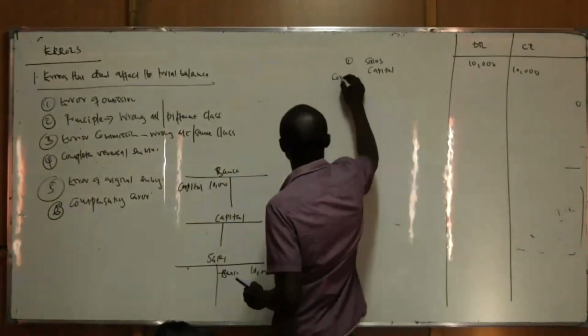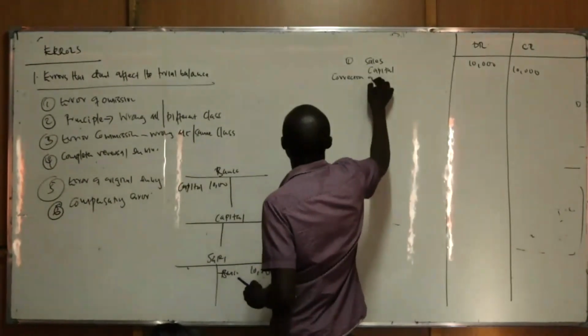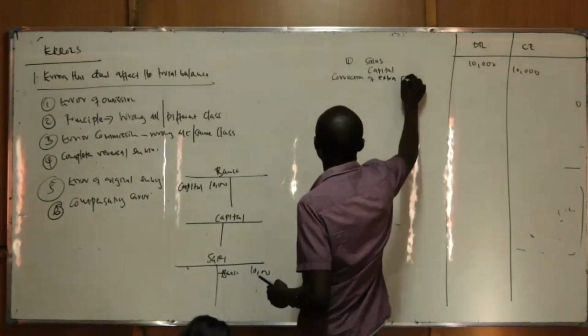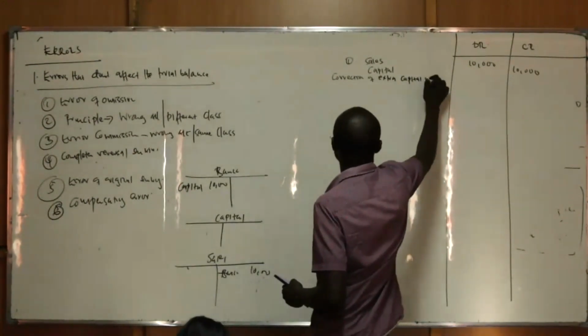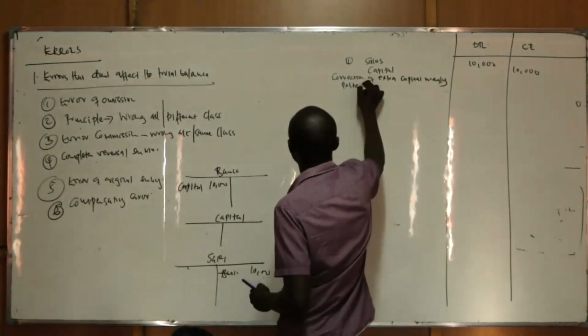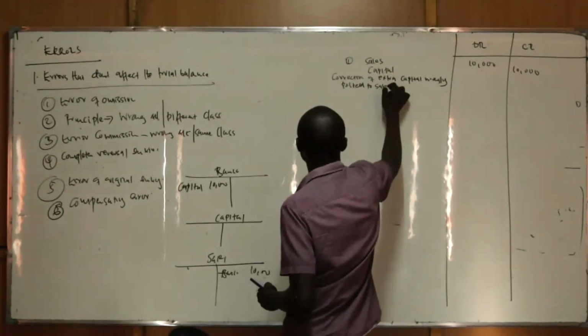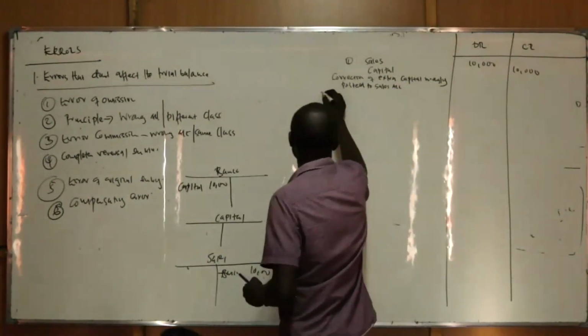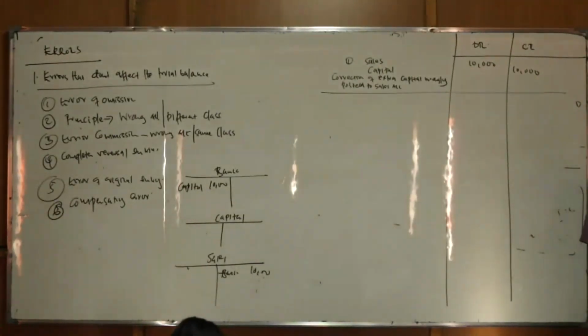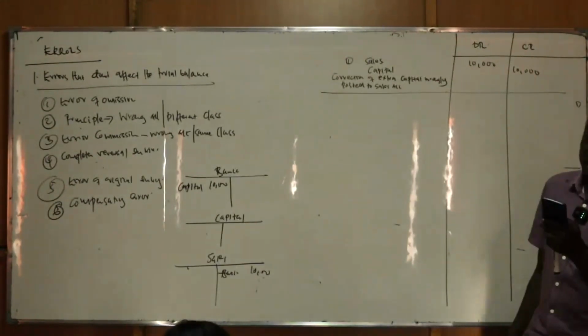10,000. So if they ask you to narrate, you say being correction of extra capital wrongly credited to sales. So you write here correction of extra capital wrongly or erroneously posted to sales account. If they ask for narration, the narration will narrate what you're doing. We go to the next, B.